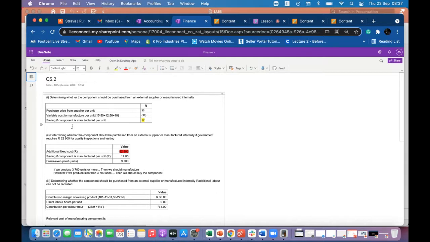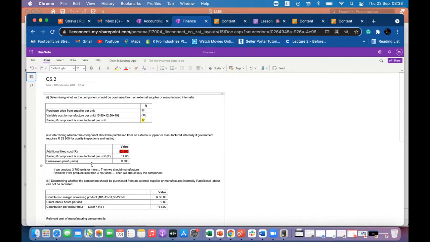Then let's go to the second bit there. It says, assuming government legislation requires the company to undertake quality inspections and testing costs, 6,900 per annum, not included in the expenses above. Okay, so now what's happening here is we then have this 62,900. If we produce 3,700 units or more, then we should manufacture it.